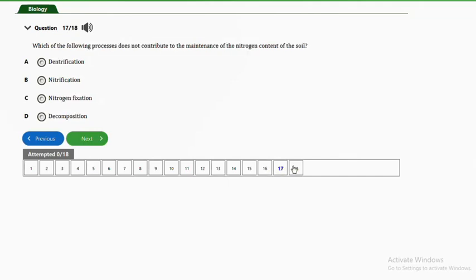So guys, let's look at the next question, and that's question number 17. The question says, which of the following processes does not contribute to the maintenance of the nitrogen content of the soil? A. Denitrification. B. Nitrification. C. Nitrogen fixation. D. Decomposition. So guys, the process that does not contribute to the maintenance of nitrogen content of the soil is denitrification. Actually, denitrification converts the nitrates in the soil into nitrogen gas, which can escape the soil and be lost to the atmosphere. So guys, the correct answer to this question is option A.